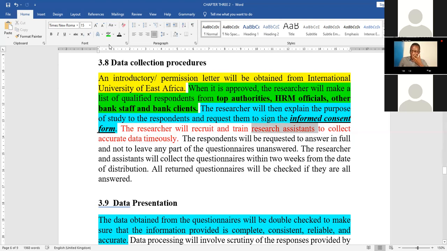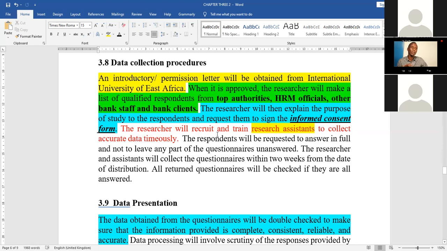Okay, so your research assistants, you are going to recruit them and train them, and that way you'll be able to collect accurate data. That's why you're supposed to go with some friends, relatives or classmates of yours in the field, so that they can help you in giving out questionnaires.